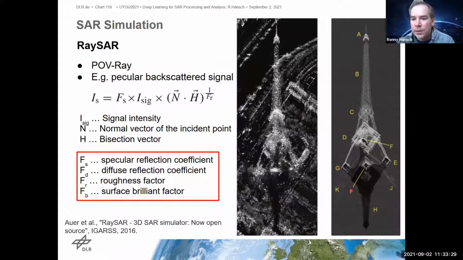If you do, the things that come out are quite interesting, right? So this would be a simulated SAR image of the Eiffel Tower in Paris, and this would be a real SAR image. And you can see that the main parts are quite well covered, right? So you have the shadow areas, right? You have the bright areas in the right positions and so on.